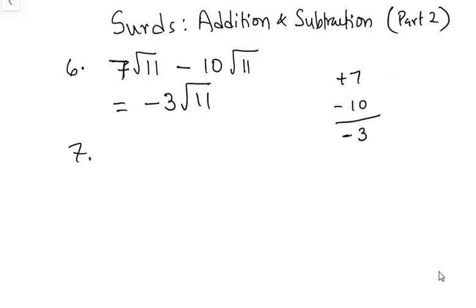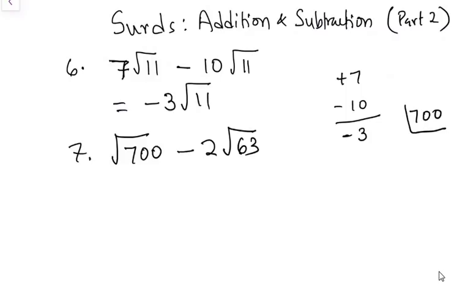In question number 7, you want to see something different here. We have 700 minus 2 root 63. So please don't panic when you see questions like this. You want to take time to break it down into factors that you can really deal with on the surd. So if I'm going to solve this further, I'm going to ask myself, what two numbers do I need to multiply that will give me 700? Easily, I can see on top of my head 100 times 7.